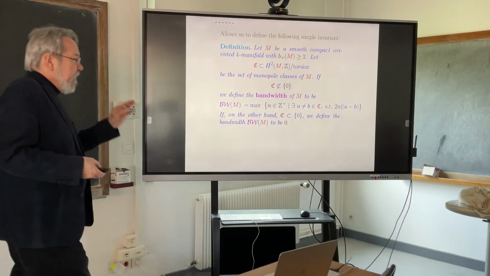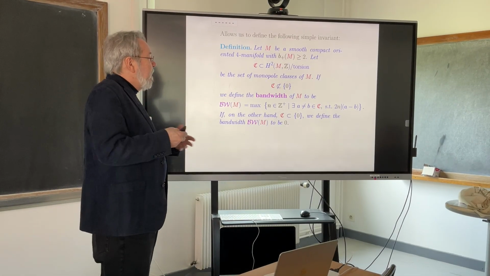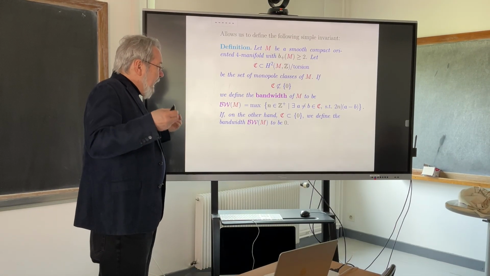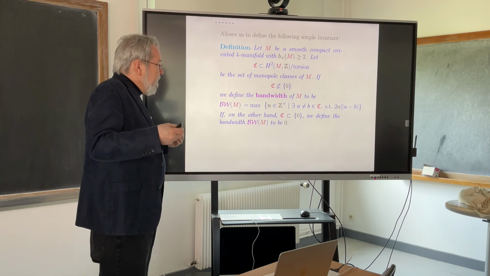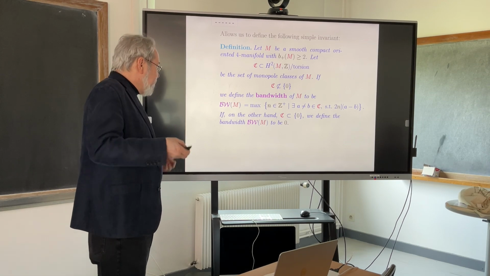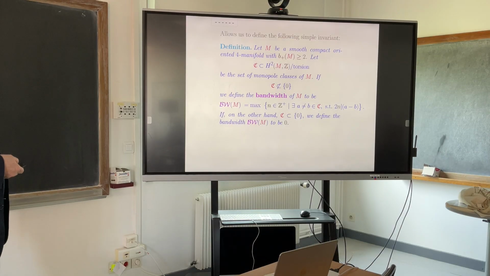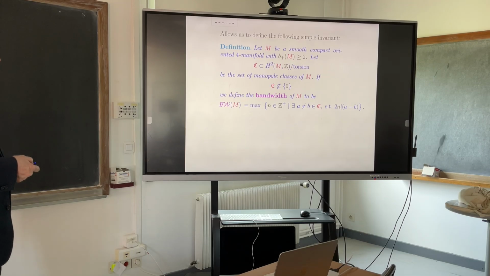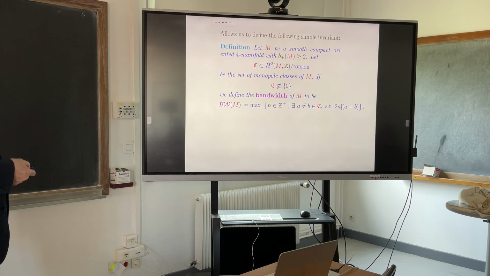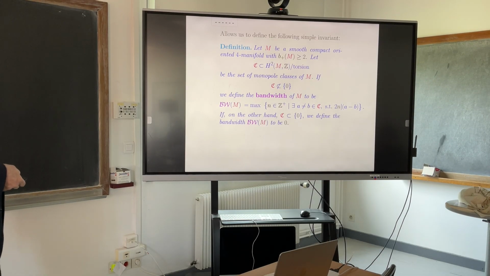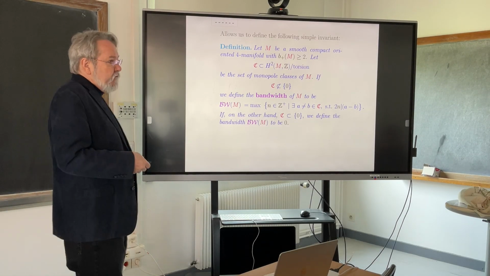All right, so it's the largest, it's a question of divisibility. What's the largest divisibility you can get by looking at differences of pairs of monopole classes, thought of as elements of the free part of the integer cohomology? And of course here we assumed that the set of monopole classes is not empty and it's not just zero. In either of those other cases, we just define the bandwidth to be zero.